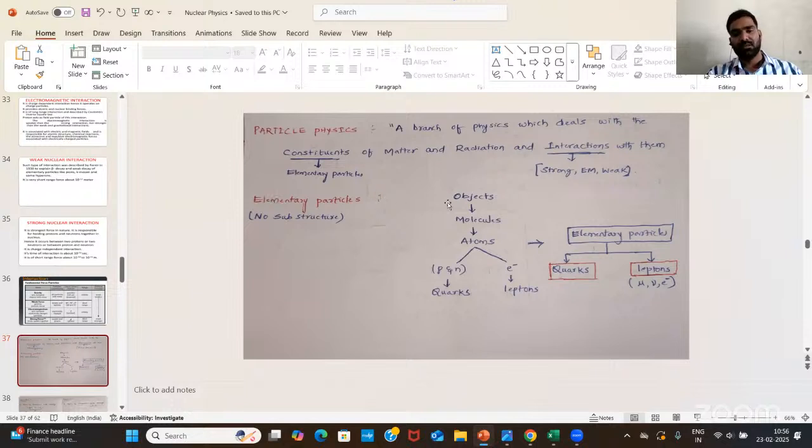If you see objects, in the objects we have molecules, isn't it? In the molecules we have atoms. In the atoms, each atom consists of a nucleus, and the nucleus consists of protons and neutrons, with electrons revolving around the nucleus. So an atom consists of electrons, protons, and neutrons. Here the protons and neutrons are made of quarks. Quarks are the constituents of protons and neutrons. Leptons are the constituents for the electrons.